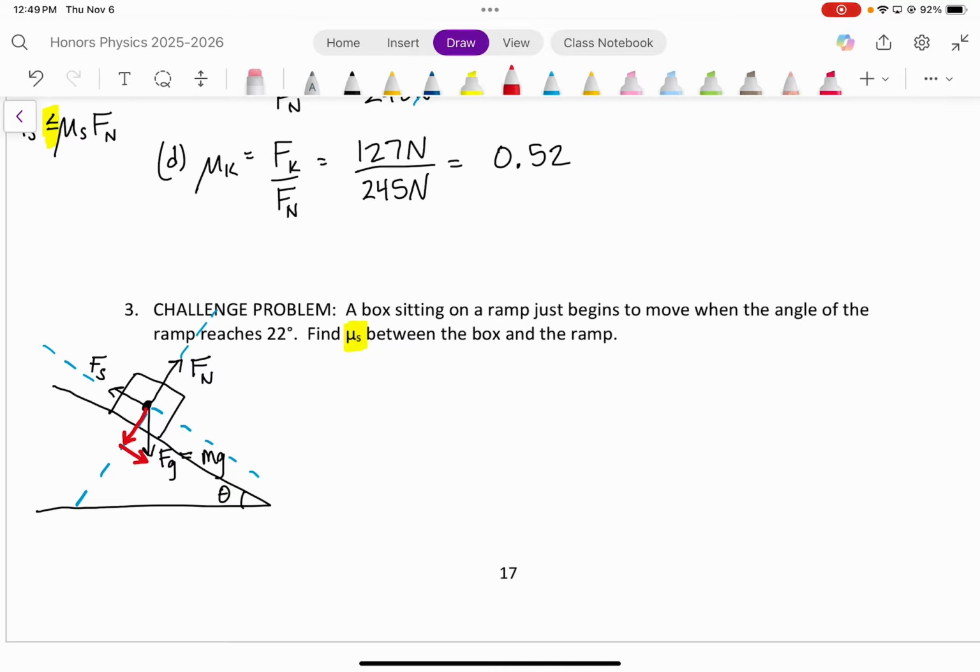This right here is my angle theta, and this angle theta is the same angle as the angle of the ramp. Okay? So with reference to this angle, what would this side of the triangle be? Adjacent. So which trig function covers the adjacent side of the triangle?